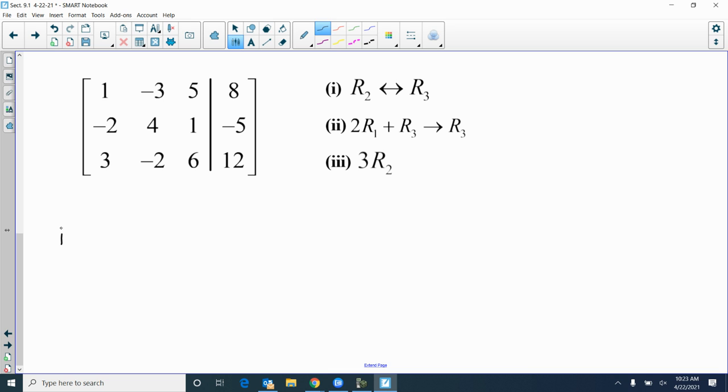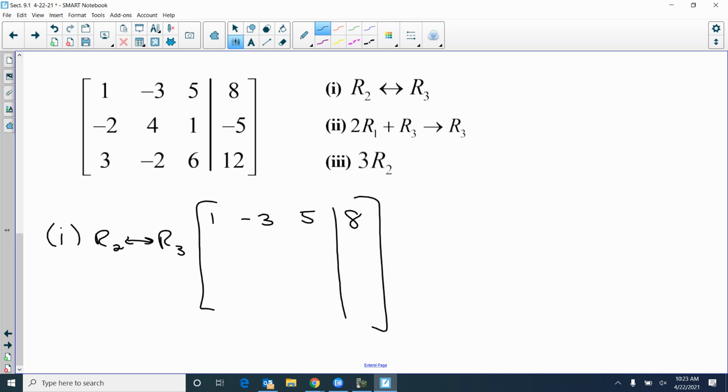So for step 1, let me write down here. Row 2 is going to interchange with row 3. So all I want to do is rewrite those. Row 1 stays there. Move row 3 to where row 2 was. And then I make this -2, 4, 1, -5.